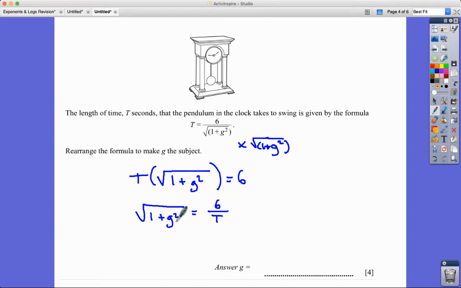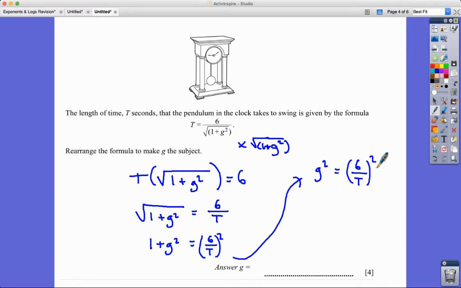The square root's now the next thing to unpick to get rid of around the g. So I square both sides. That's the inverse operation of square root, isn't it? So we get 1 plus g squared. If I square that side, I would have to square this side as well. And still a couple more jobs to do. I'm running out of room. Let's come over here. I could take away the 1 to get the g squared on its own. It would be 6 over t all squared minus 1.